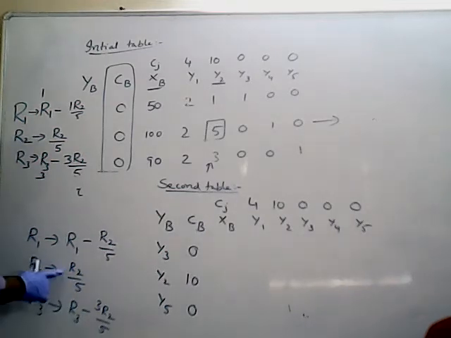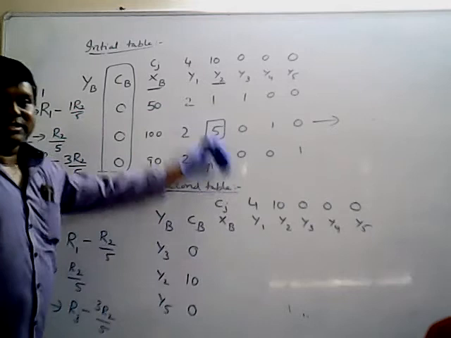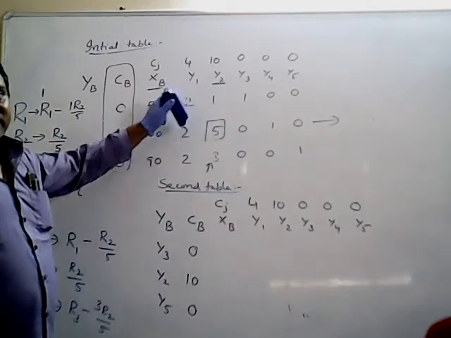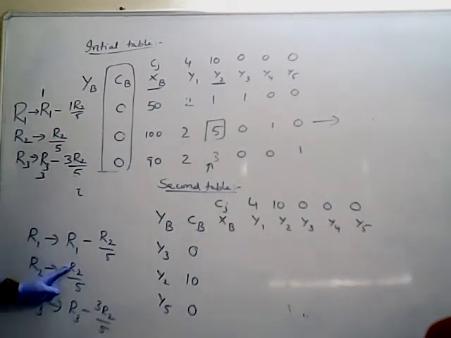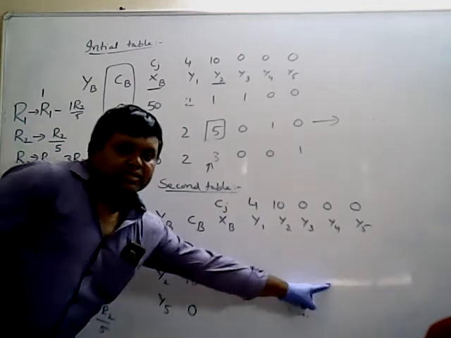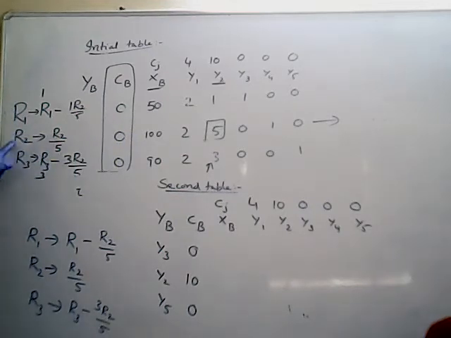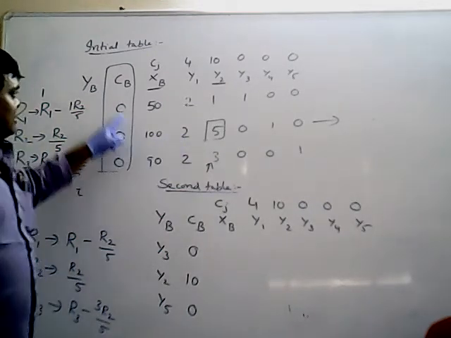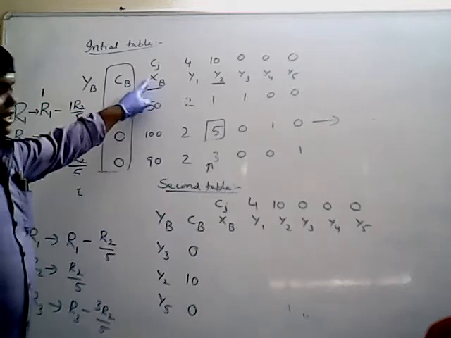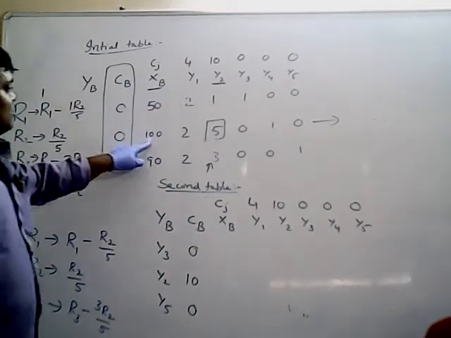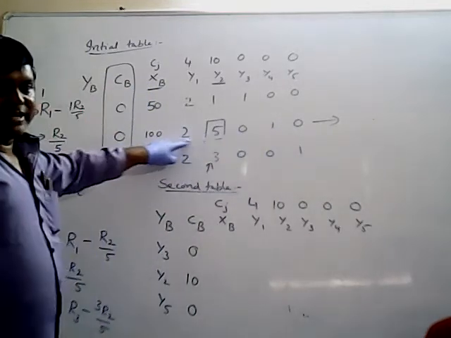What is the second row operation? R2 divided by 5. So if you want to calculate this table, this previous table is main. So previous table data is required. Second row R2 divided by 5. This is R1, R2, R3. This is R2. CB I have already calculated. So XP onwards you require. So see, this is the second row divided by 5.